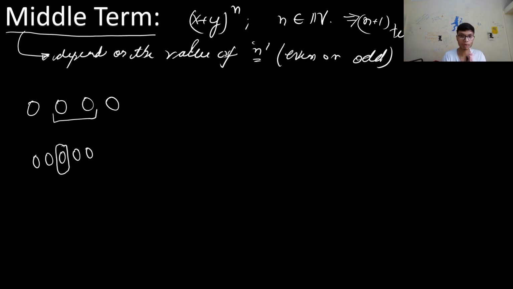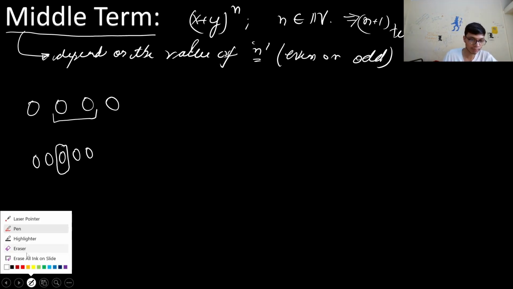Okay. So if n is odd, that means we are able to get a unique middle term. But if n is even, in that particular situation we are not getting one unique value of one middle term. Rather we get two middle terms. Okay. So that's basically the condition of the middle term.